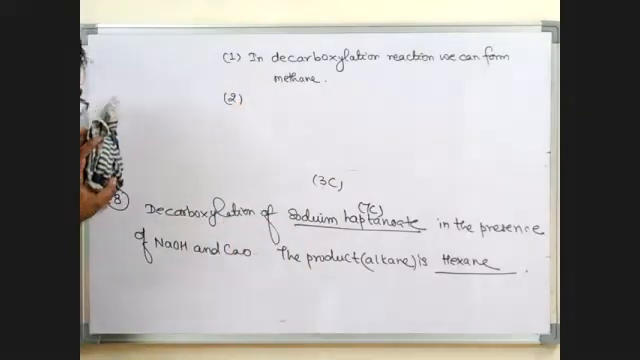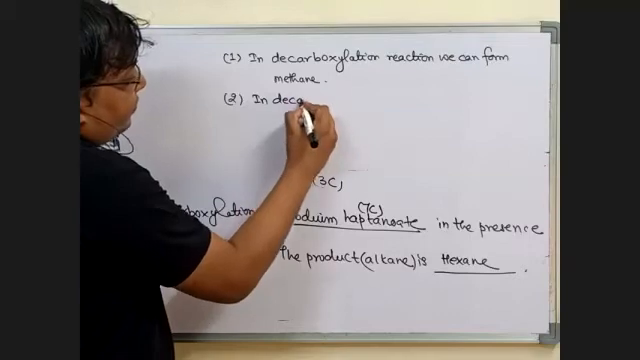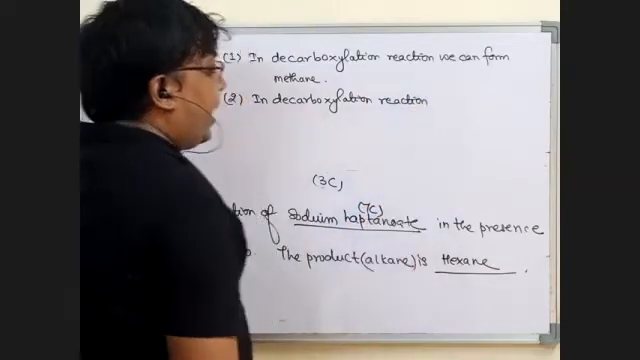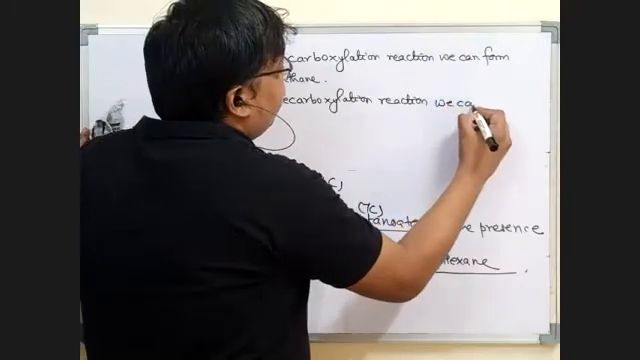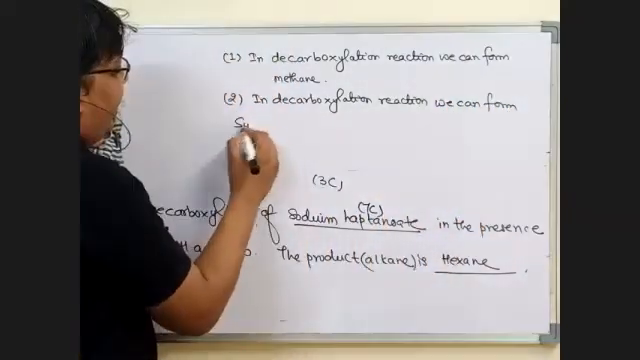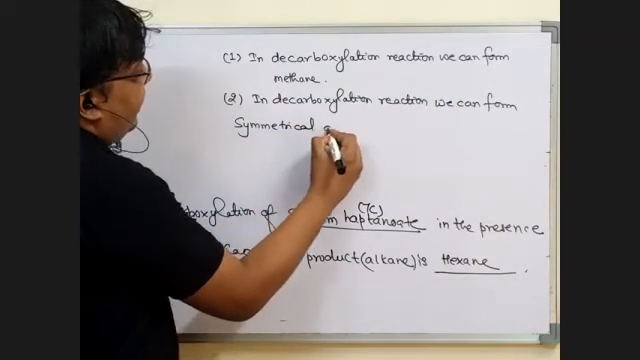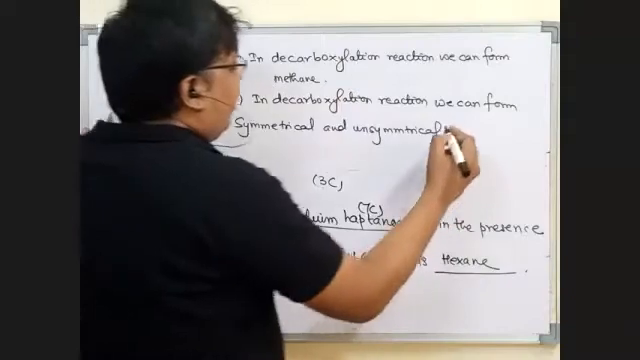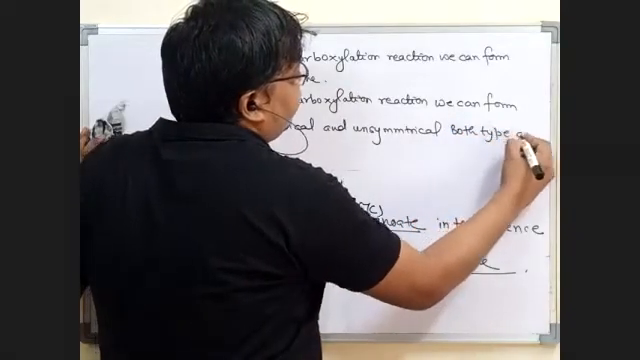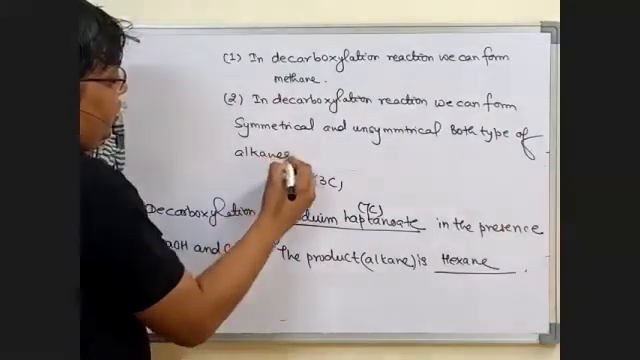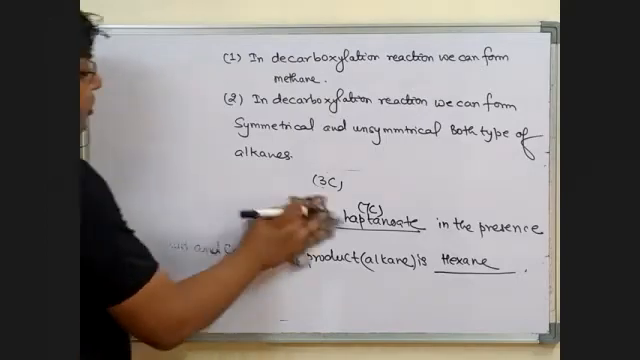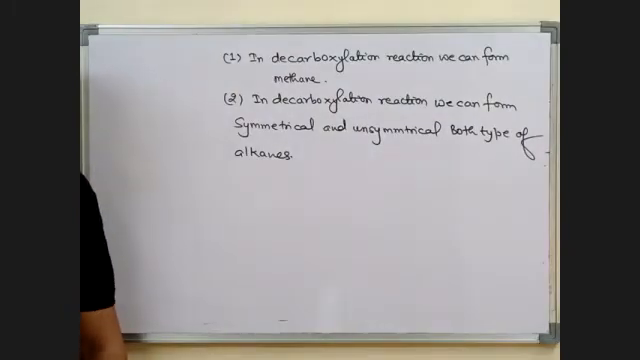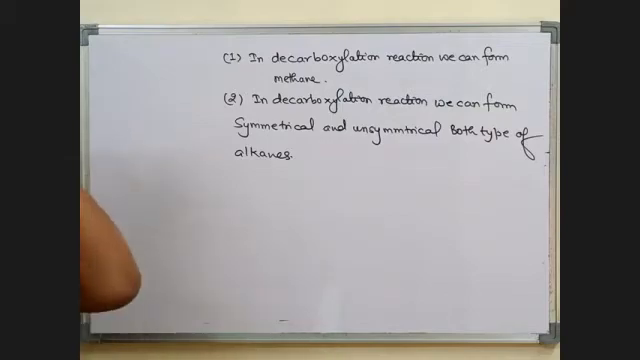In the second point, in decarboxylation reaction, we can form symmetrical and unsymmetrical both types of alkanes. In decarboxylation reaction, we can form methane. And the second point, we can form symmetrical as well as unsymmetrical, both types of alkane, students.